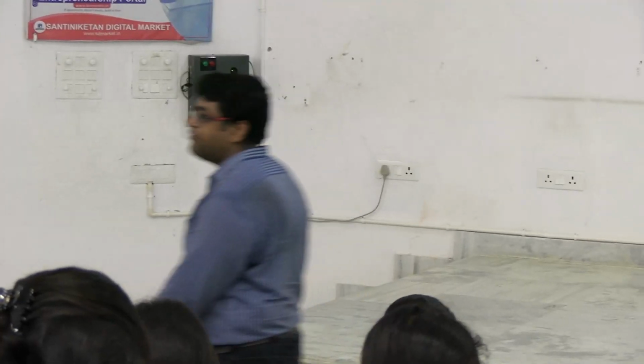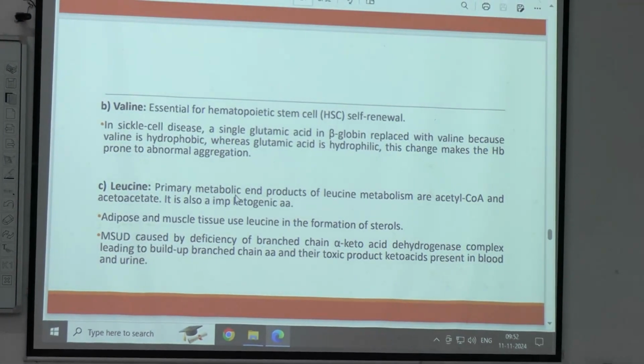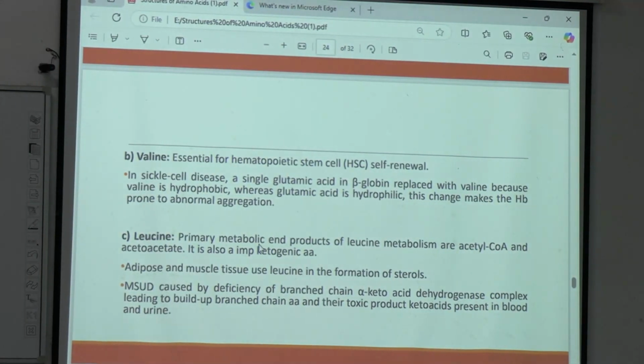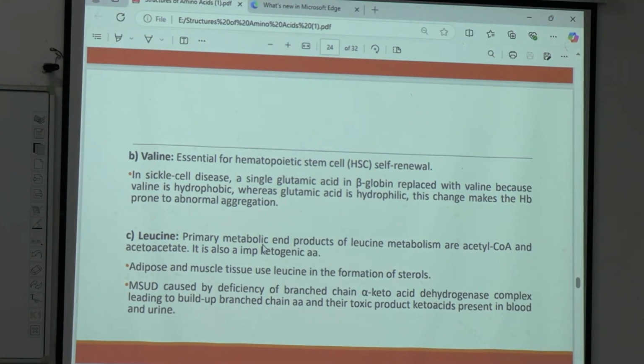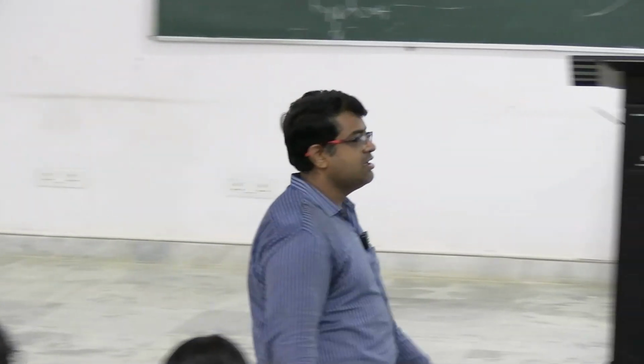Then valine, a very important amino acid that does lots of work in your bone marrow. And valine is also a part of sickle cell anemia. Now comes leucine. What was the funny part of leucine? It is a branched chain amino acid. If you are not able to metabolize these, then you have branched chain amino acid dehydrogenase deficiency. That will give you maple syrup urine disease. You will have ketoacidosis, syrupy urine, multiple stones and all that good stuff.